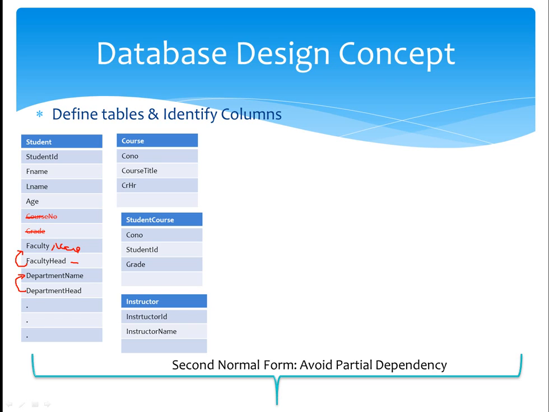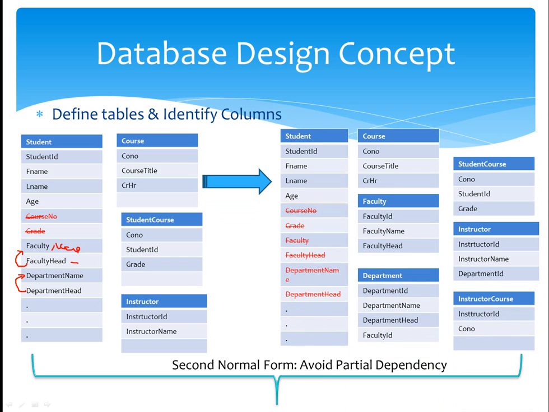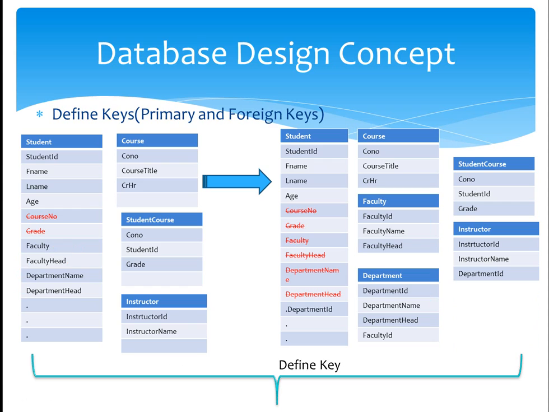So as to avoid this, what we should do is create a faculty table separately, and a department table separately, by having faculty ID, faculty name, faculty head as column names. Same thing for the faculty. And then we also have to create an instructor table because that is important. And we already had a student course table. Now that is second normal form. Second normal form means avoiding partial dependency. There shouldn't be a column partially dependent on another column if that table has a primary key. If that is so, you have to break that table into pieces.